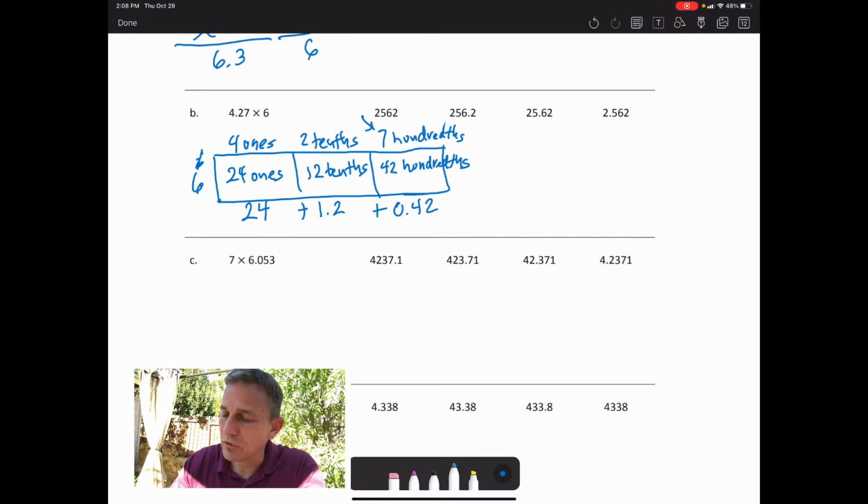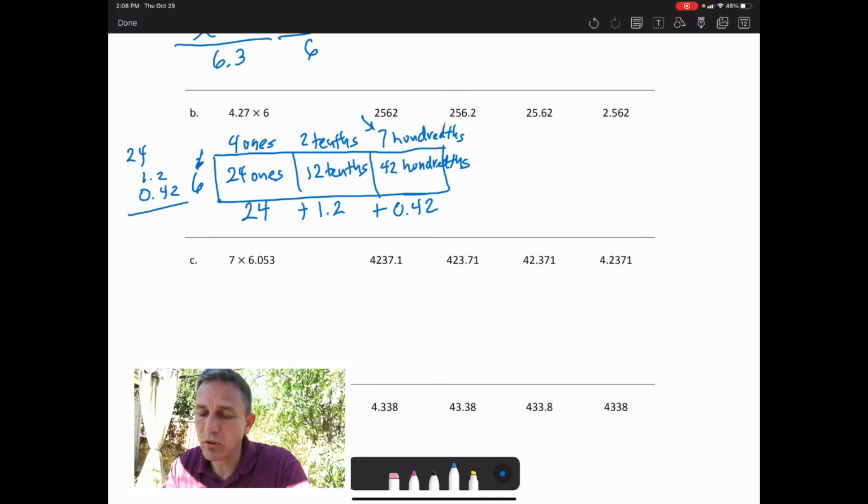So then what I would do is add all my partial products. These are partial products. I'm going to add them all together: 24 plus 1 and 2 tenths plus 42 hundredths. Make sure I line up all the place values. And so 2 hundredths, 6 tenths, 5 ones, and 2 tens.